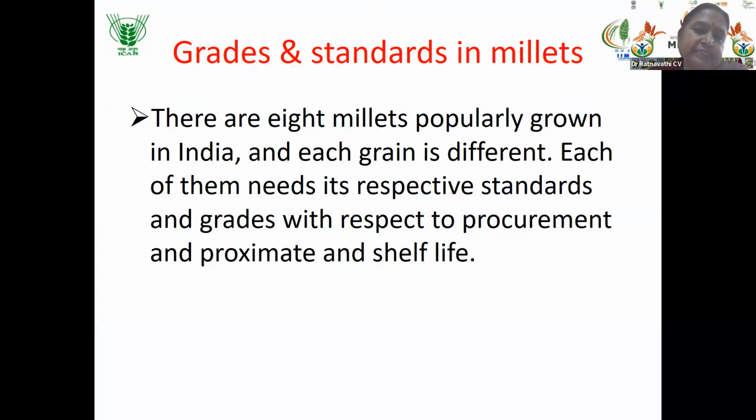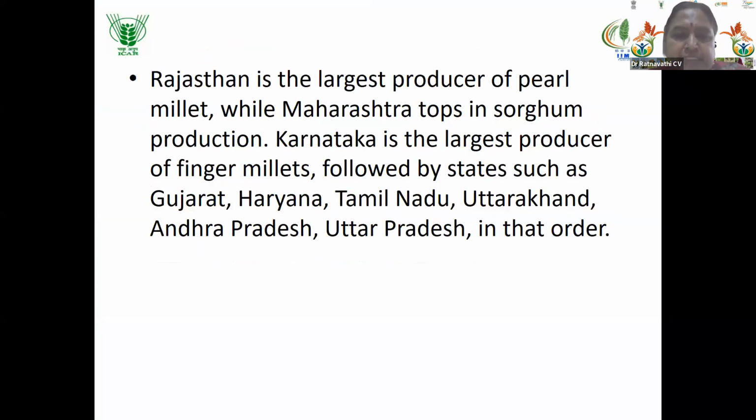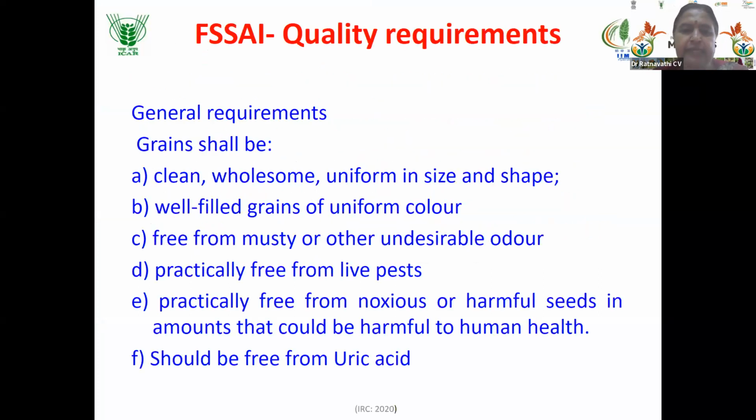And coming to grades and standards for millets, there are 8 millets popularly grown in India, and each grain is different. Each of them needs its respective standards and grades with respect to procurement, proximate analysis and shelf life. Rajasthan is the largest producer of pearl millet, while Maharashtra tops in sorghum production. Karnataka is the largest producer of finger millet, followed by states such as Gujarat, Haryana, Tamil Nadu, Uttarakhand, Andhra Pradesh, Uttar Pradesh in that order. And the requirements of all millets are similar. So we need to have a common standard for all millets.